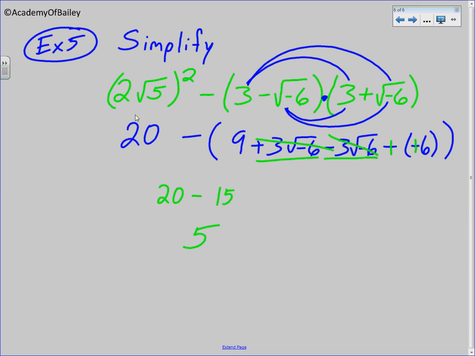This problem took everything we've done in the first 4 examples and utilized them to simplify. So there you go. I know you can't have much more fun than that right there.